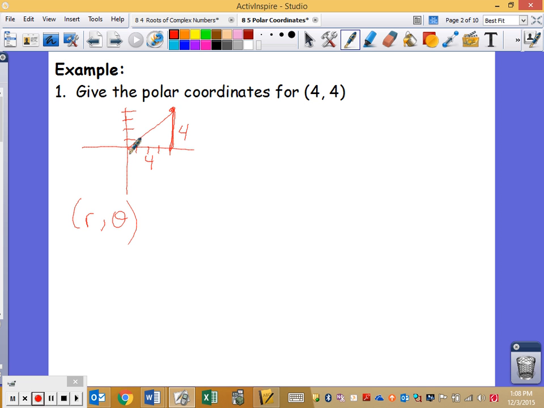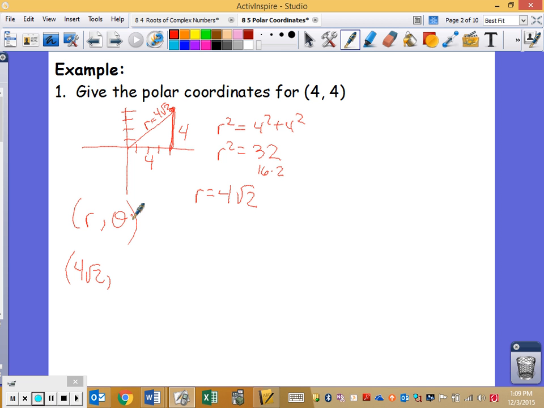r on the previous page was the square root of x squared plus y squared. So 4 squared is 16, 4 squared is 16, so that'd be 32. So r squared equals 32, and this is your r value. That ends up being 16 times 2, so the square root of 16 is 4, giving 4 root 2. So r is 4 root 2. So I know I have the coordinate point 4 root 2, comma.